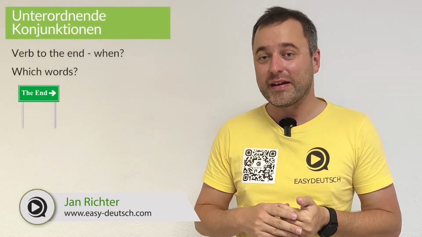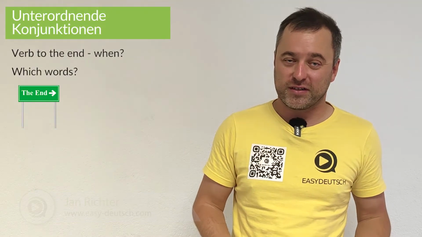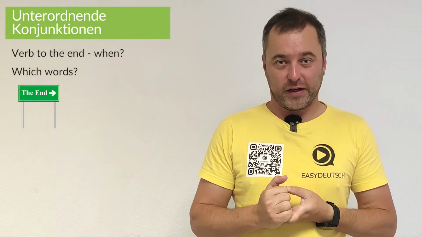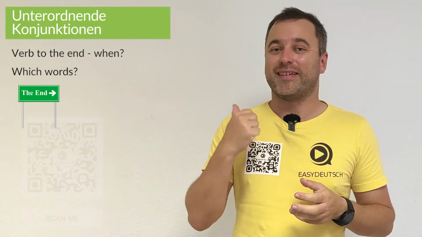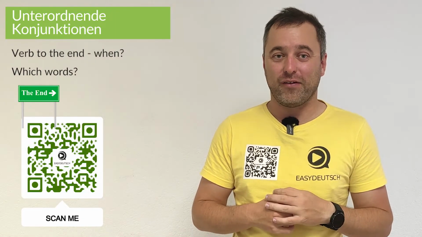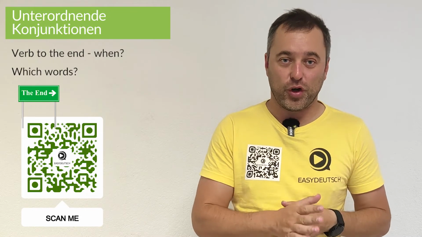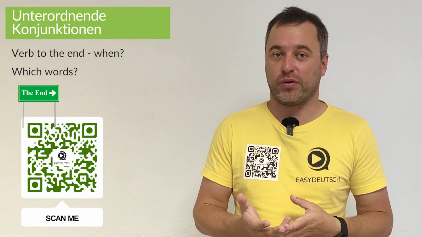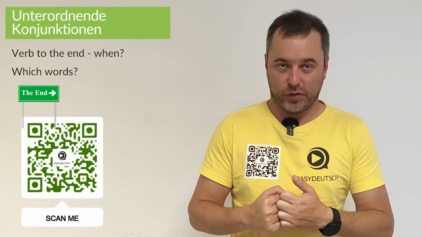Today's topic is subordinate clauses or subordinate conjunctions, so unterordnende Konjunktionen in German. Those are the ones that send the verb to the very end. And in today's video, I will explain to you everything you have to know about them, and I will give you a list with the most important ones that you can memorize.